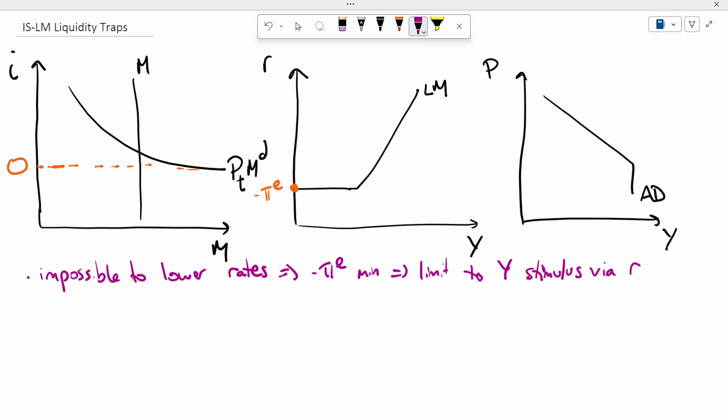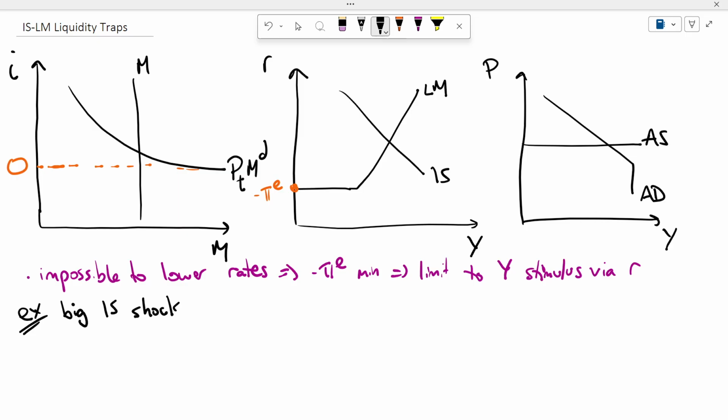Right? You can only lower the interest rate so much, and if you can only lower the interest rate so much, you can only stimulate output so much. So if I fill in the rest of this picture now, I have an IS curve, I have an aggregate supply curve reflecting a price assumption, and I'm off to the races. So the classic example that generates a liquidity trap is some sort of big IS shock. This could be consumption, investment, or government spending.